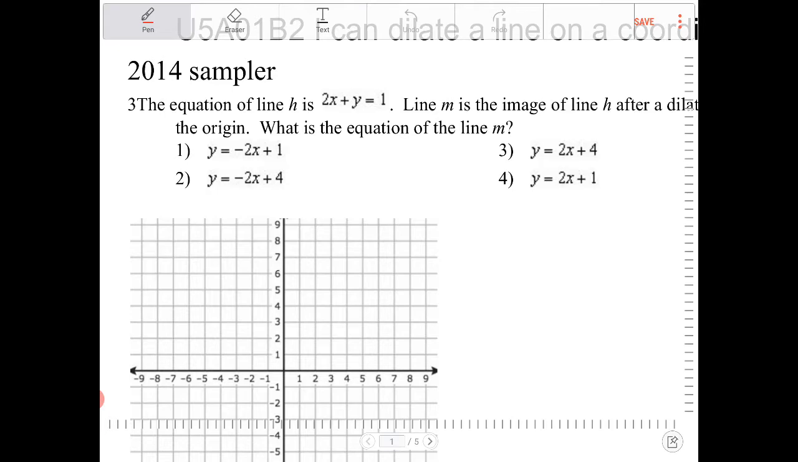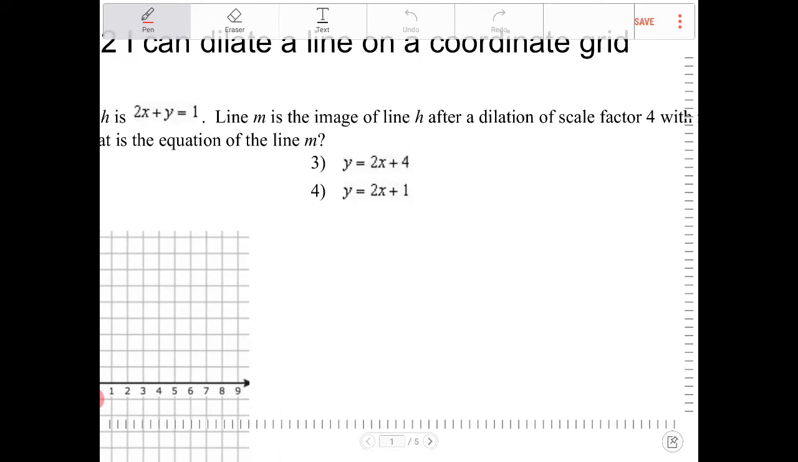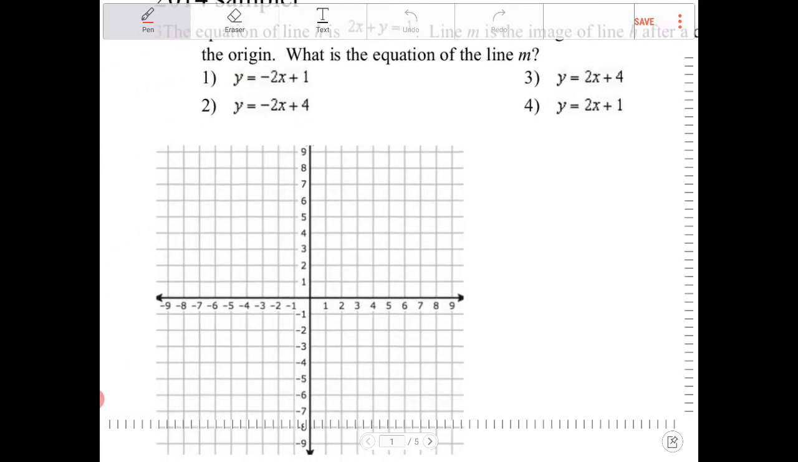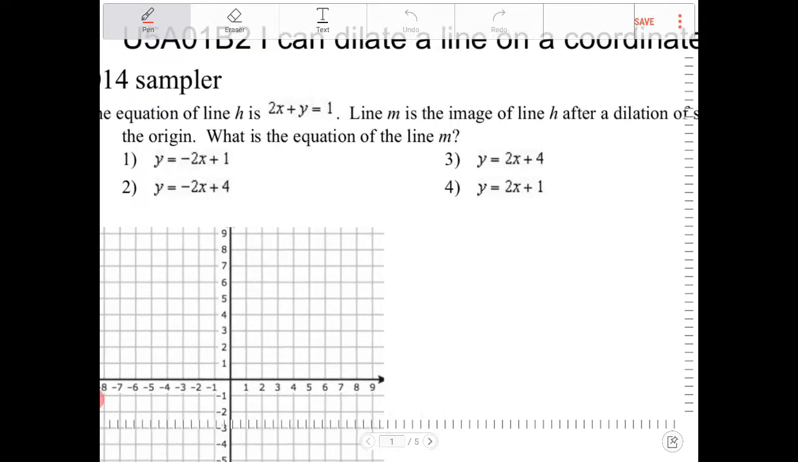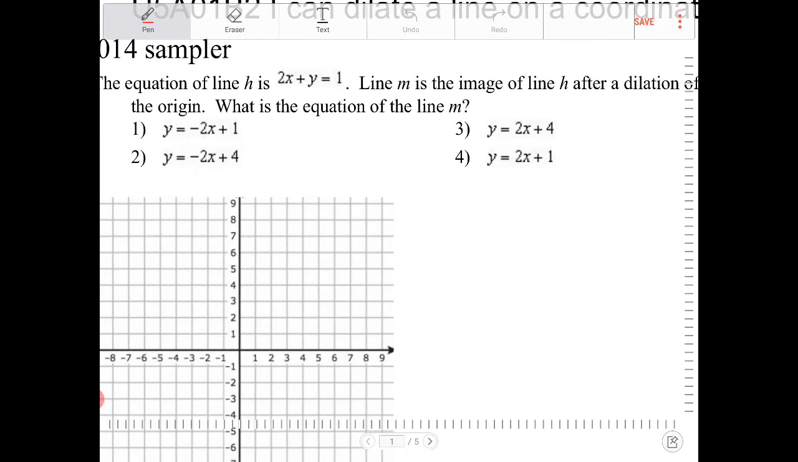Question 3 of that exam says that the equation of line H is 2x plus y equals 1. Line M is the image of line H after a dilation of scale factor 4 with respect to the origin. What is the equation of line M? Now, you can do this in two ways. One is you can try to draw this out and figure it out logically. I will do that for maybe the first one, and then we're going to try to do this algebraically, because it all becomes very, very similar.